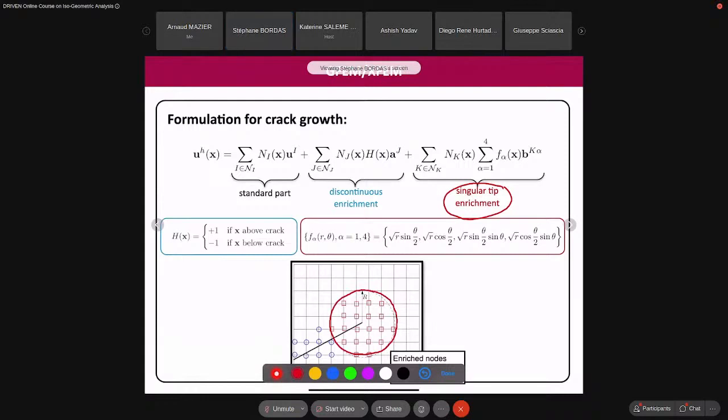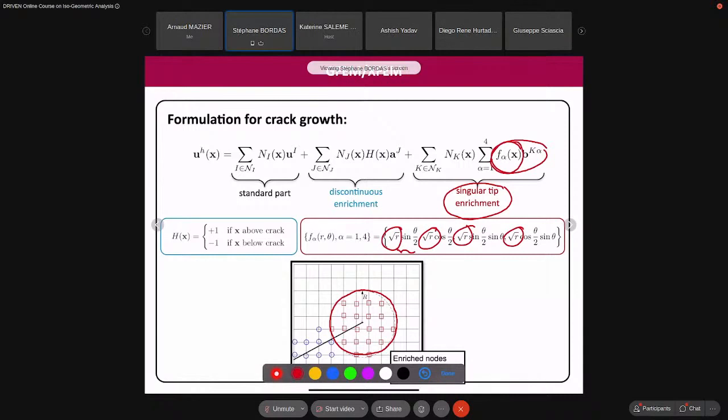We could explain why that is necessary, but now it's a detail. So we will just enrich within a certain radius around the crack tip. And we enrich with what functions? We enrich with those functions, f alpha. These f alphas are given here, and you see this root r, and you see this sine theta over 2.